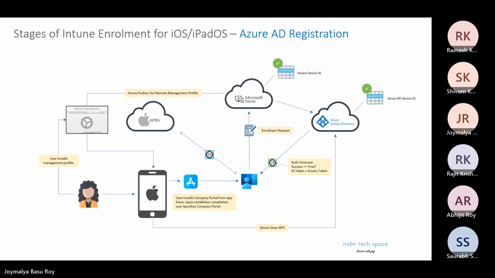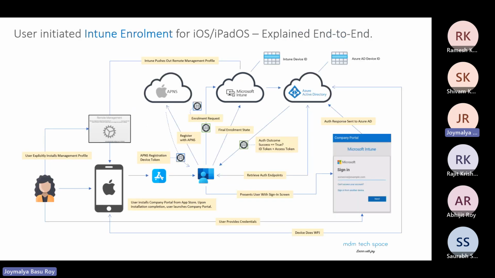So if I have to look into whatever is happening for an iOS device enrollment from the start to the end. Now we were going part by part. Now if I have to look at it from the start till the end, then this is how it looks. This is the end-to-end flow.